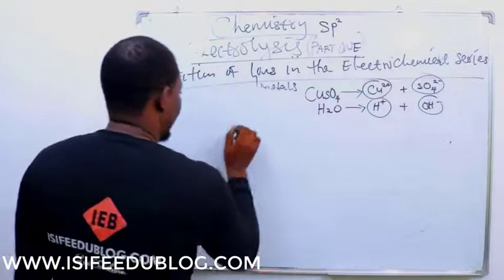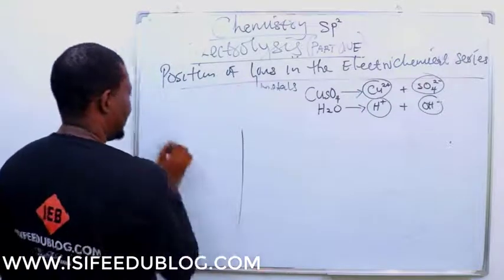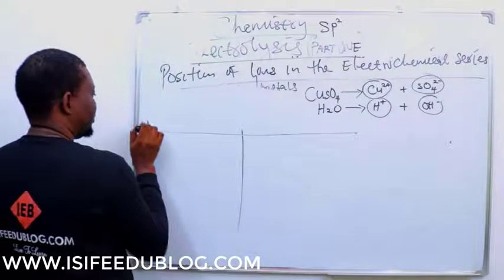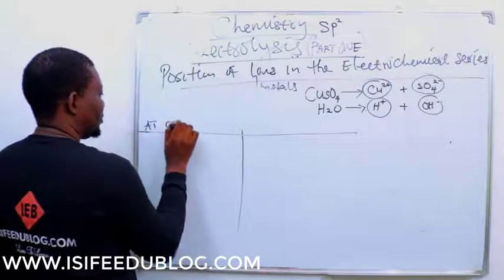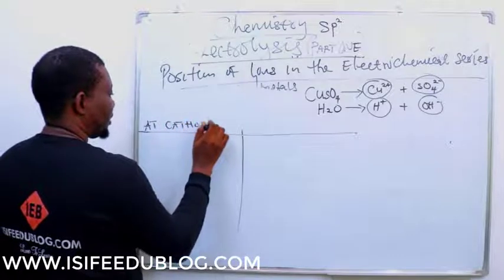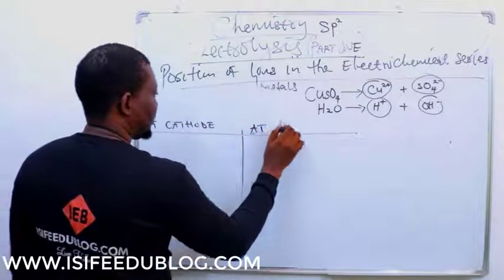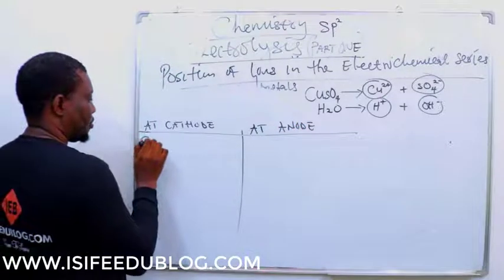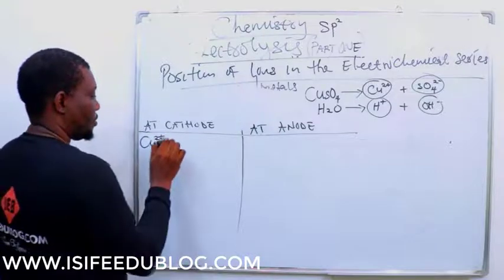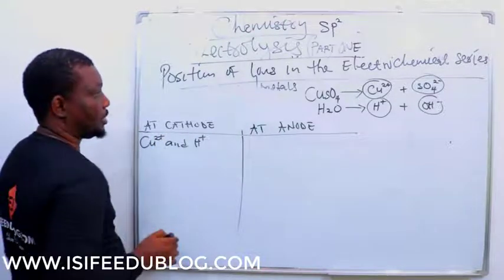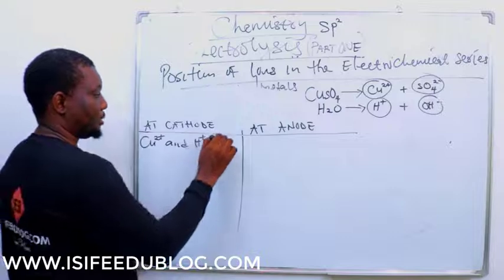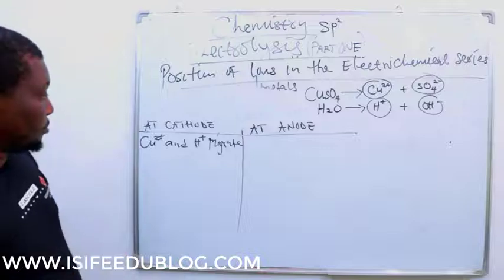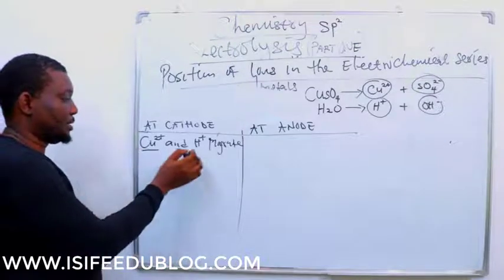So at that point, I would like to tabulate my reaction. I will have here what happens at the cathode, and then what happens at the anode. So at the cathode, you have Cu2+ and H+ ion migrating to the cathode. But two of them cannot be discharged at the same time, since the ions are similar.